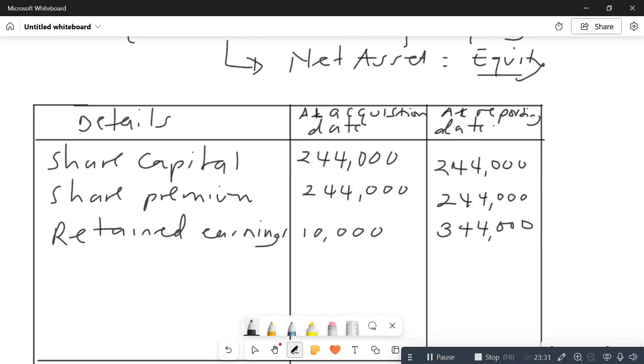Thereafter, you need to look for any fair value adjustment. Include the fair value adjustment if given, and you incorporate it here.